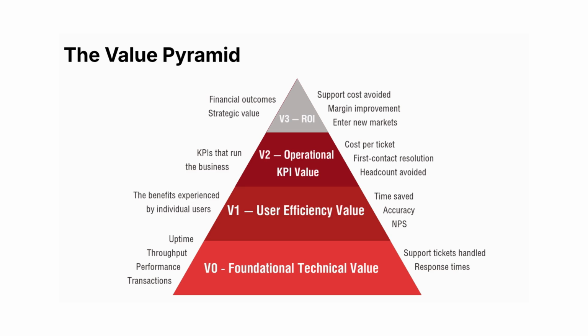But V3 numbers that aren't anchored to a V2 operational KPI evaporate the moment your champion leaves. The customer can't defend a number that they can't derive.